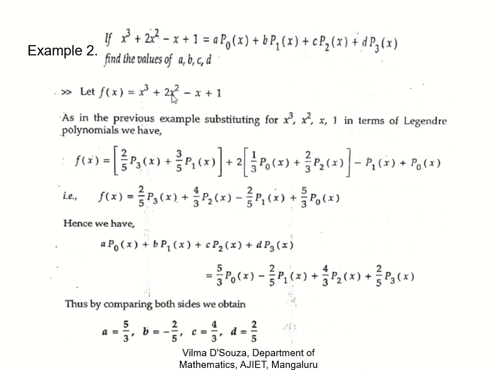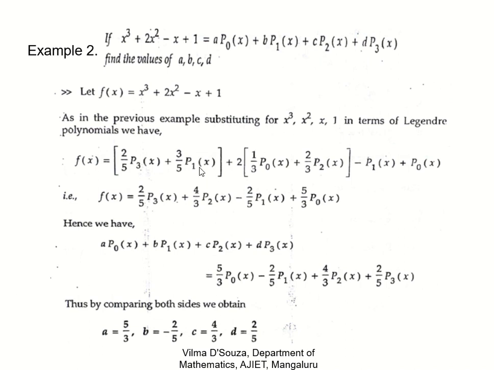Now compare with the given problem, a into P0 of x plus b into P1 of x. The given expression is this. So what is a here? Coefficient of P0 of x, 5 by 3. So a is 5 by 3. What is b? B is minus 2 by 5. And c, coefficient of P2, 4 by 3. d, coefficient of P3, 2 by 5.